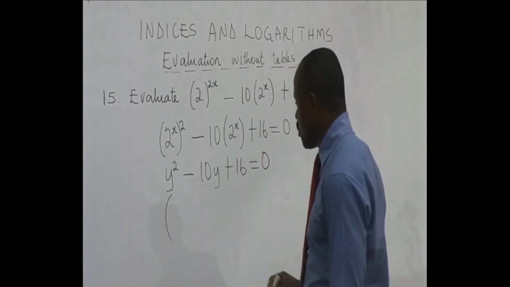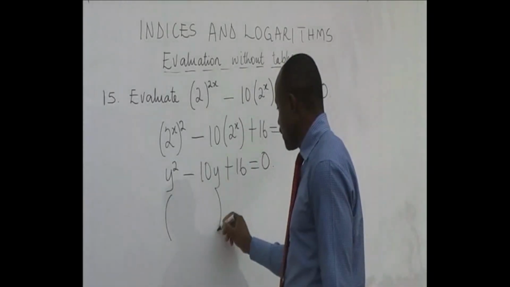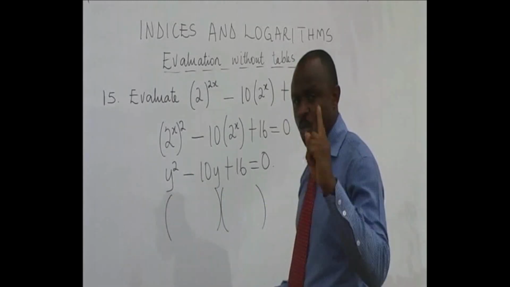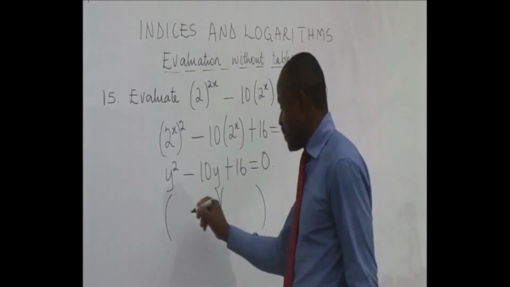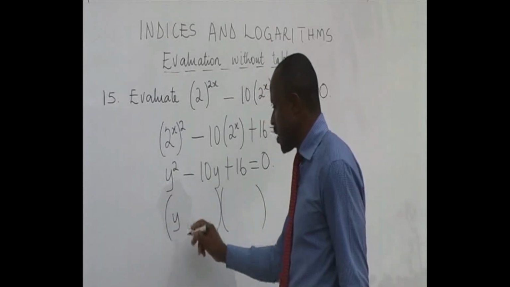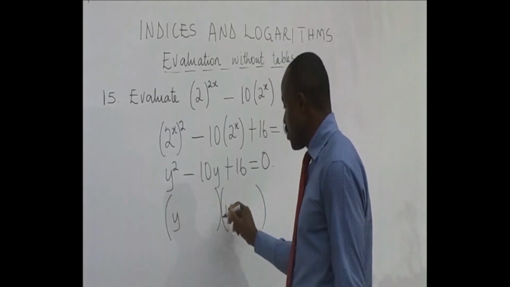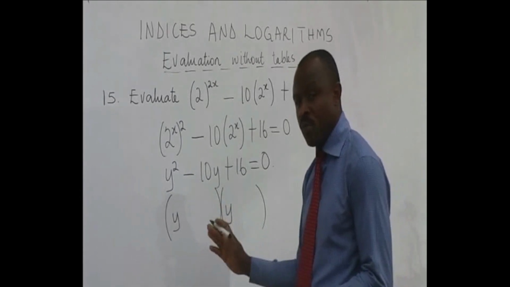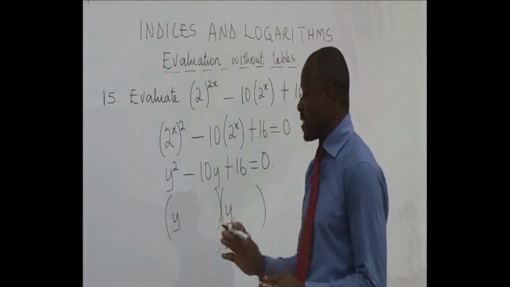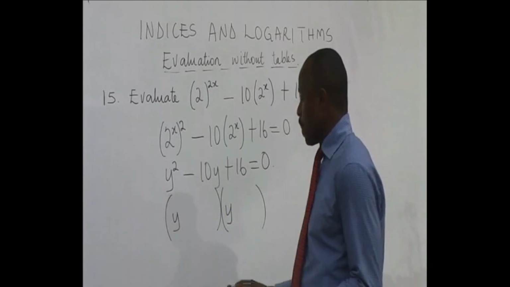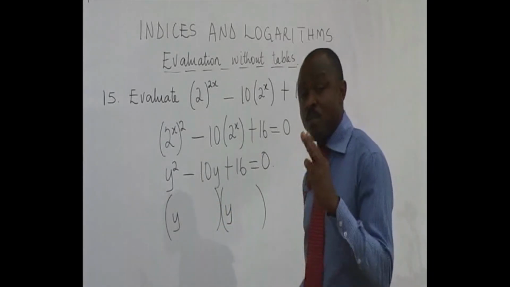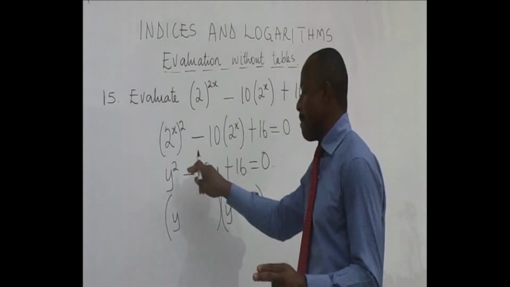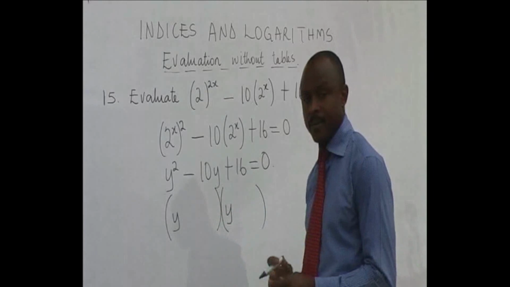In factorization, you provide 2 brackets in this form. Y squared means y times y. Split the 2 y's that multiply themselves together to get y squared into the first space of the 2 brackets you provided, just as I have done. Find 2 numbers that have the product of plus 16 and sum of minus 10.